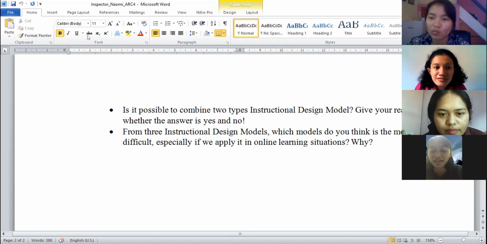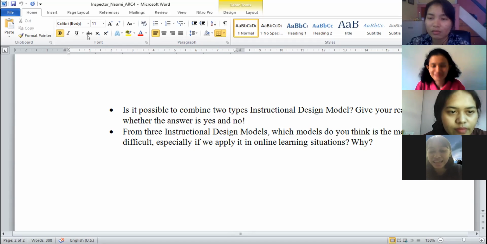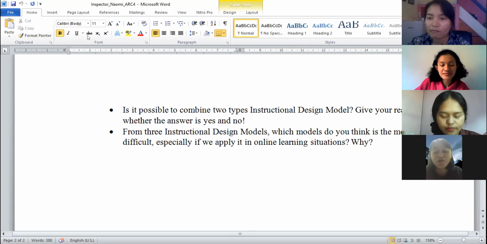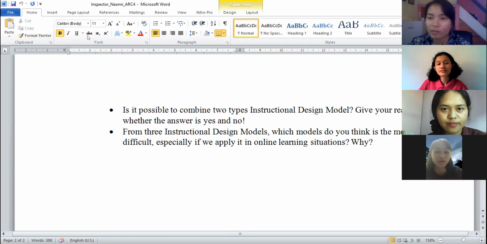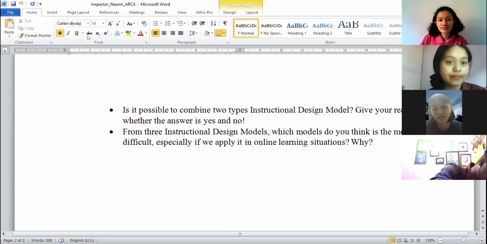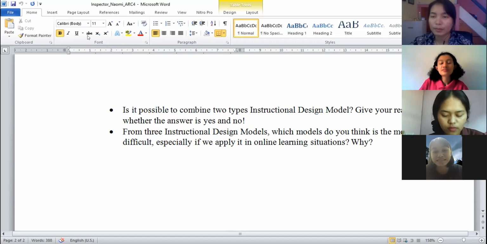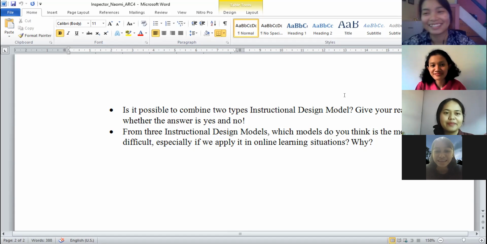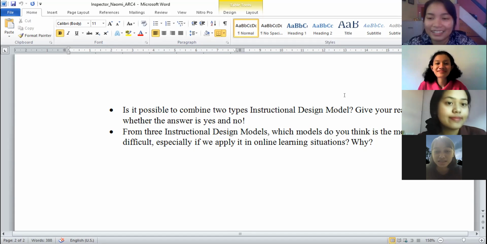Okay, maybe Vinca lost her connection. I think I also agree with the three of you, but because we do not know what the right answer is, whether it is possible or impossible to use more than one model design, later you can ask our lecturer for the definite answer. So, okay. Is there still any questions, Naomi?